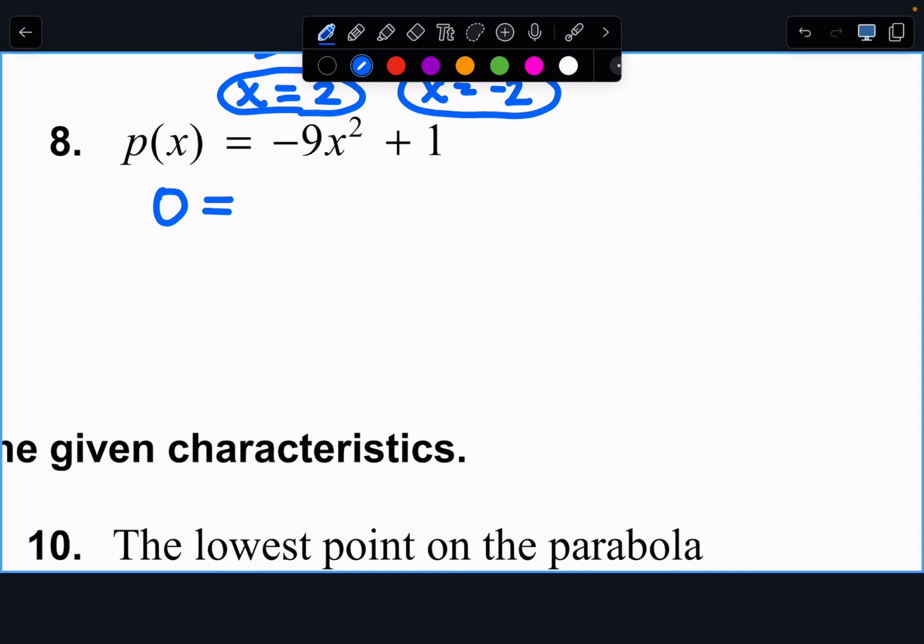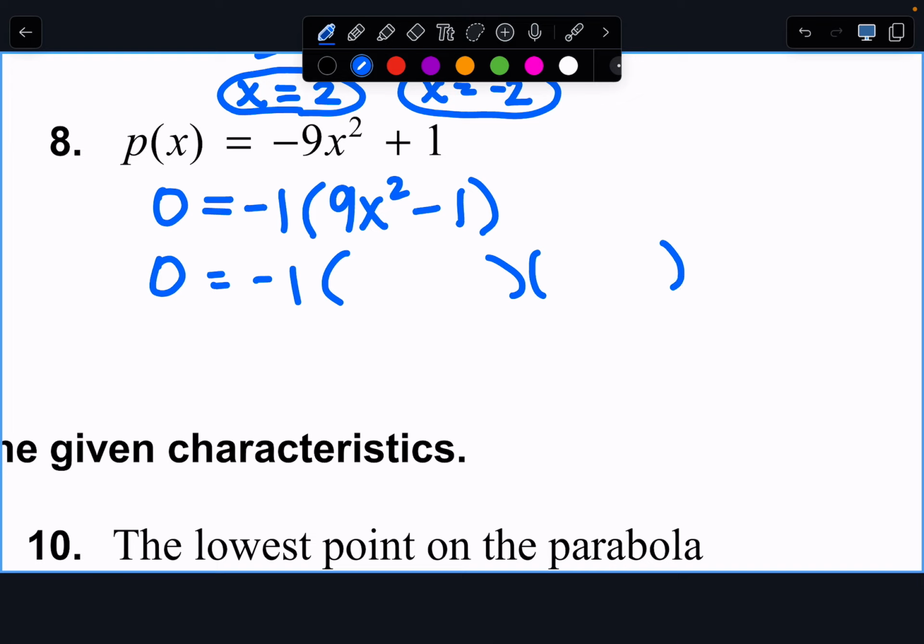Okay, well, I don't love that this is negative. So let's factor out can I do anything besides -1? Since this is a 1, we can't do it, right? But that's okay. 9x squared minus 1. Is 9x squared a perfect square? Yep. Is 1 a perfect square? Yep. So this is going to factor to 3x minus 1 and 3x plus 1.